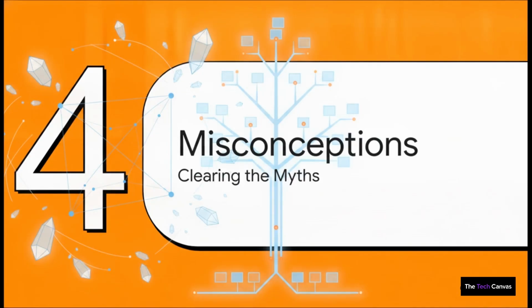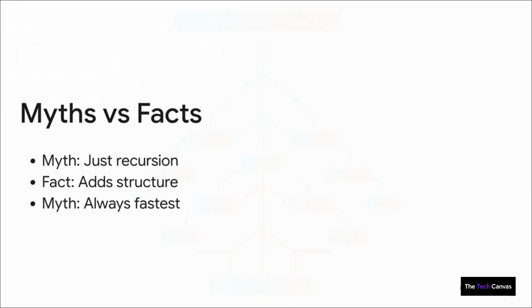All right, moving to section 4, clearing up common misconceptions. Let's bust some myths. To get a crystal clear understanding of this paradigm, we really need to address its boundaries. First off, a lot of people think, oh, divide and conquer is just recursion. Well, actually, not quite. While it heavily uses recursion as the engine, divide and conquer is the whole vehicle. It specifically requires that exact divide and combine structural framework.